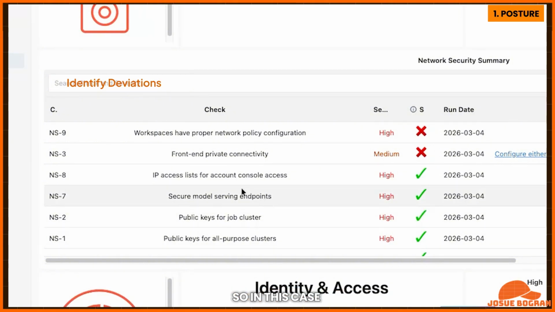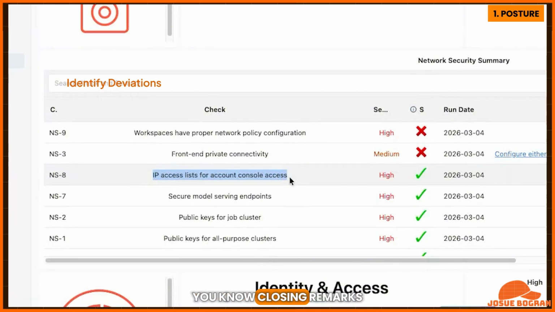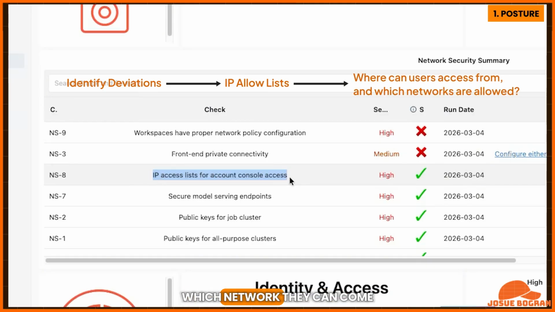So in this case, simple things that we would like to see, and we'll summarize these as part of our closing remarks, but I would like to see for most customers, if they have IP allow list configured both for their account console as well as workspaces, right? This is important because you're dictating where your users can come from, which network they can come from. And if you don't configure this, they can come from anywhere in the world to your workspace, right?